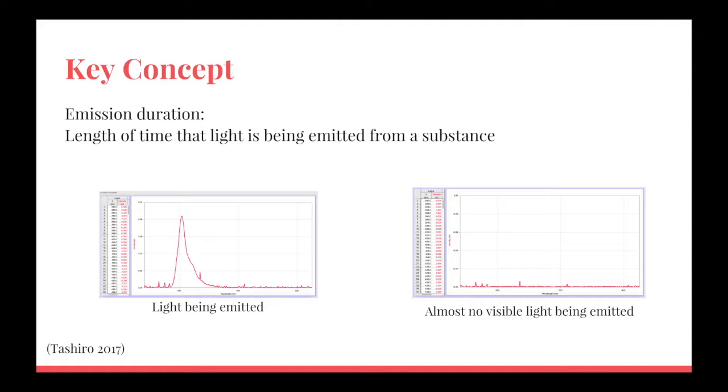Some key concepts we must know for this lab are emission duration. In this context, emission duration is the reference to the length of time that light is being emitted. This cannot be visualized in a single emission spectrum, but multiple can aid in determining if light emission is still occurring. If it is showing a peak, we can say that photons are still being emitted.